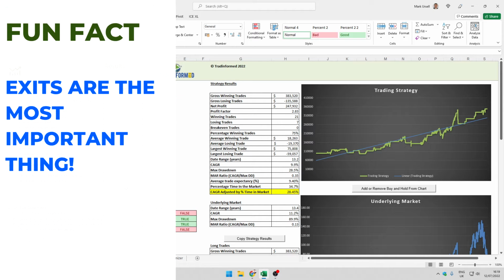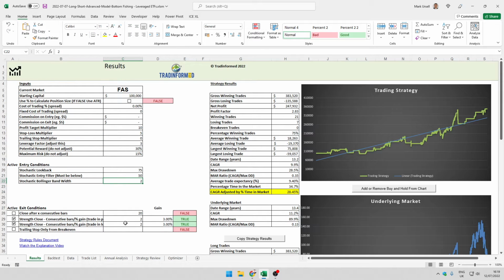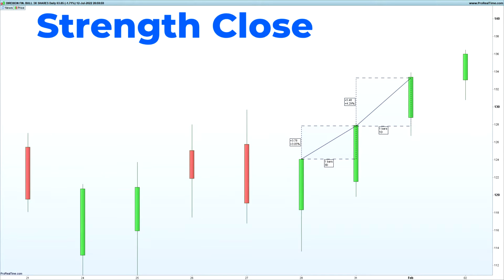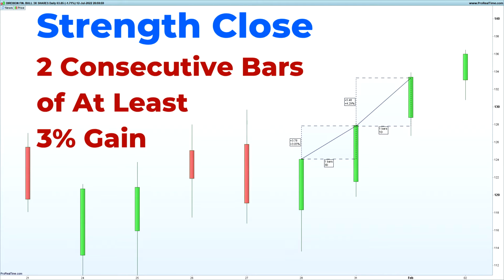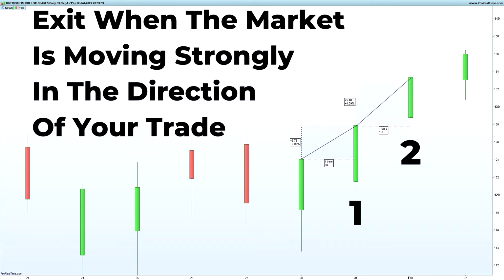because it is the exits that make the difference in your trading. Now I'm using a thing that I describe as the strength close. This is a really easy concept but very powerful, because it allows you to exit positions when the market is exuberant in the direction of your trades. So 2 consecutive bars of at least 3%. Now I'm going to highlight this. This is crucial for the strength close. 2 consecutive bars of at least 3%. So we're exiting when the market has moved strongly in the direction of the trade.